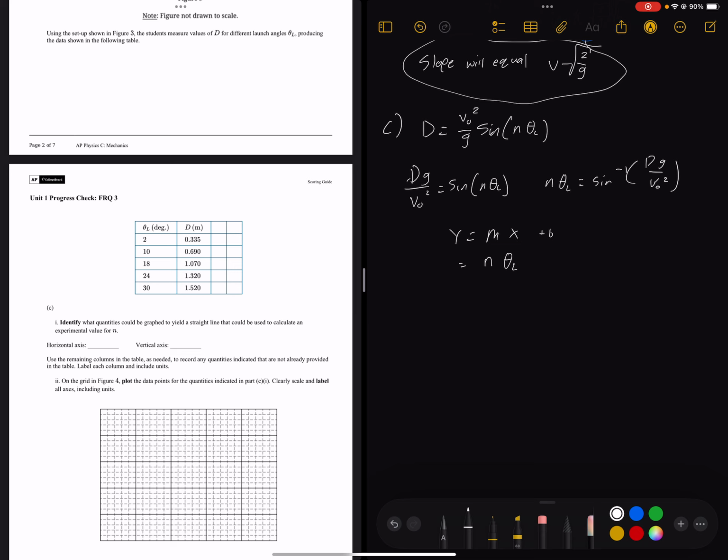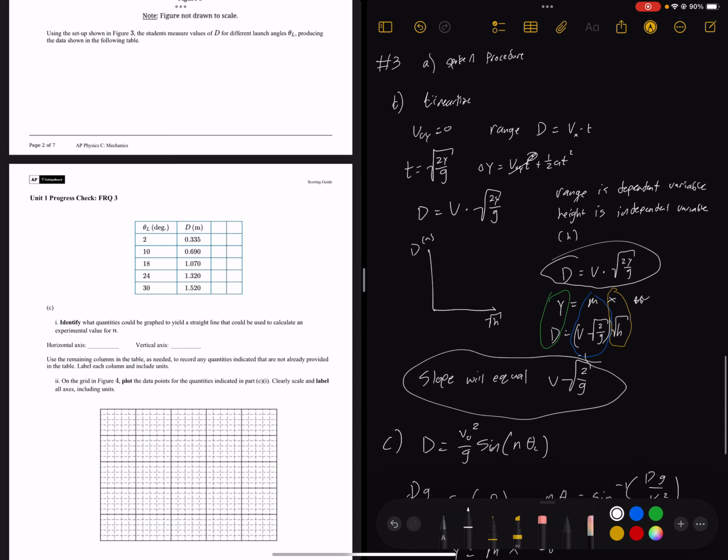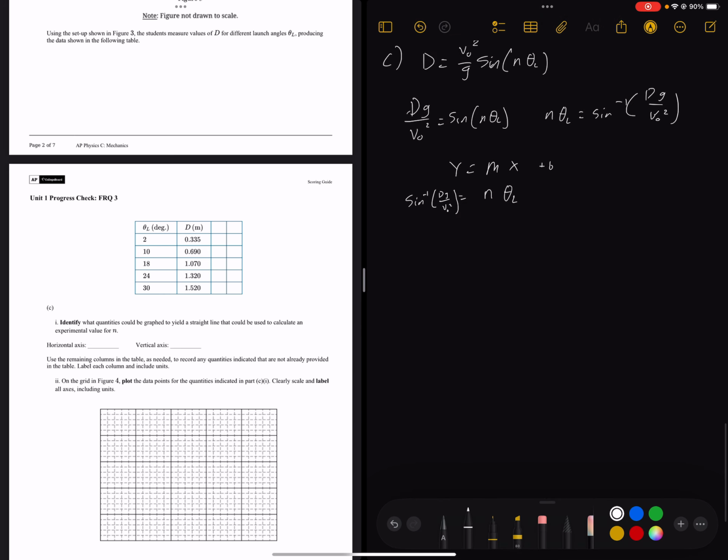Now, to linearize this, your axis is not going to be just d on the vertical axis. It's actually going to be the inverse sine of d times g over v naught squared. All right, I'm running out of space here. What do I use? Green, blue, yellow. All right, so green, this is my vertical axis. That's my dependent variable.